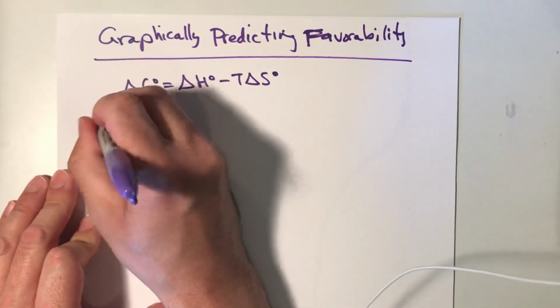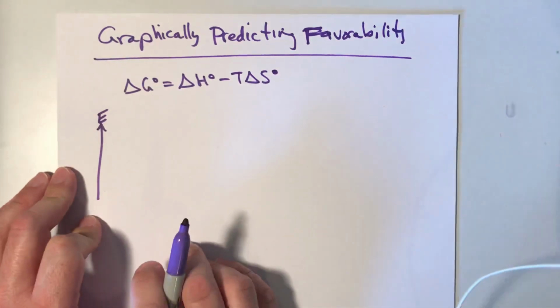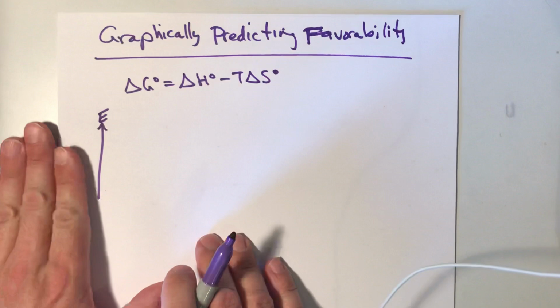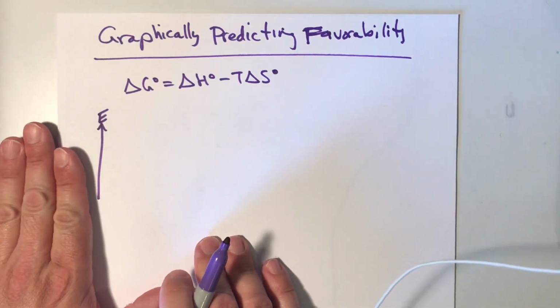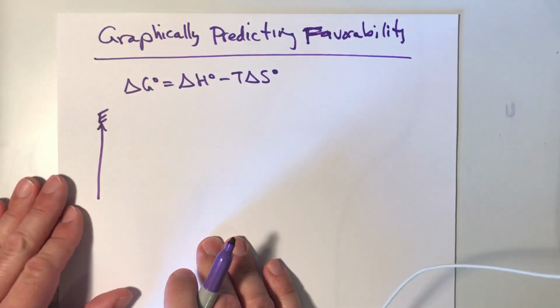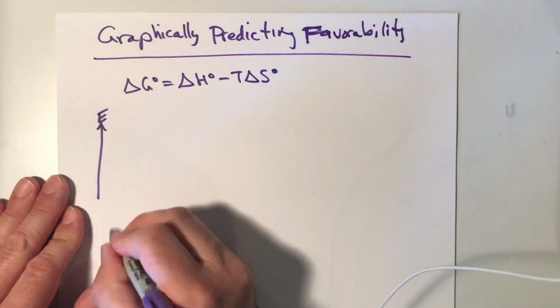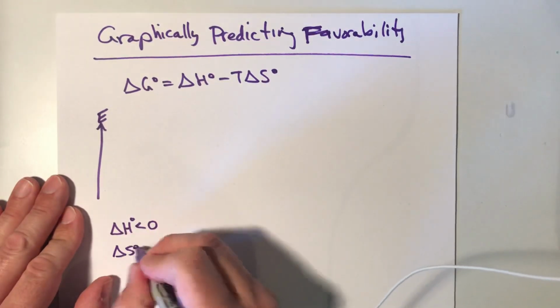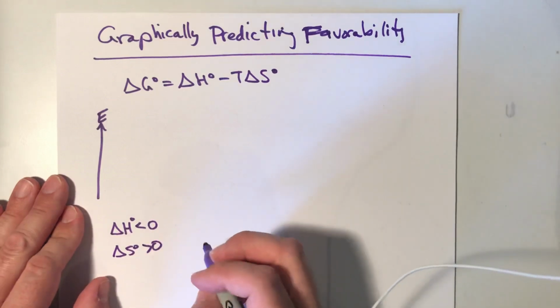So we're going to graph energy, whether it's Gibbs free energy or enthalpy, on a y-axis. And again, we're not using numbers, we're just using signs for delta H and delta S. So let's say we have a negative delta H and a positive delta S. What would that look like on our diagram?